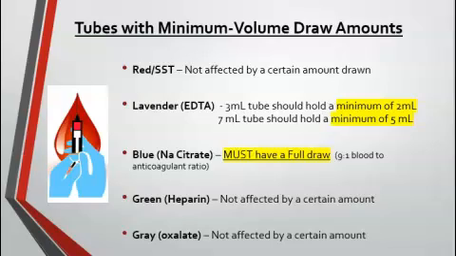Our last two tubes that we need to talk about are our green top tubes and our gray top tubes, and they're not really affected by the amount or volume of blood that are collected in our tubes, as long as we have enough sample to complete testing.